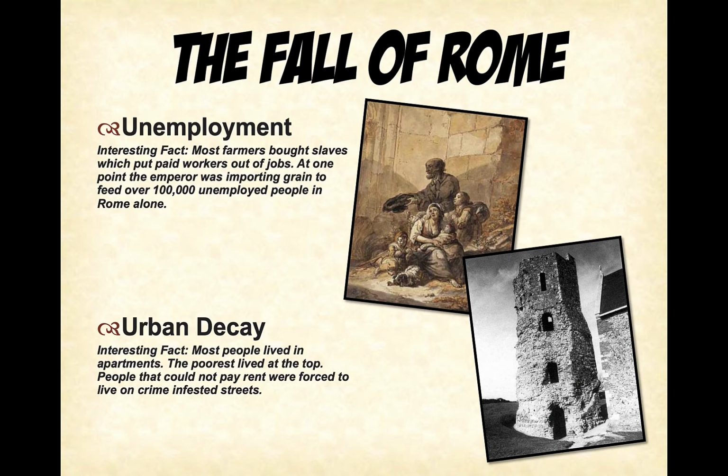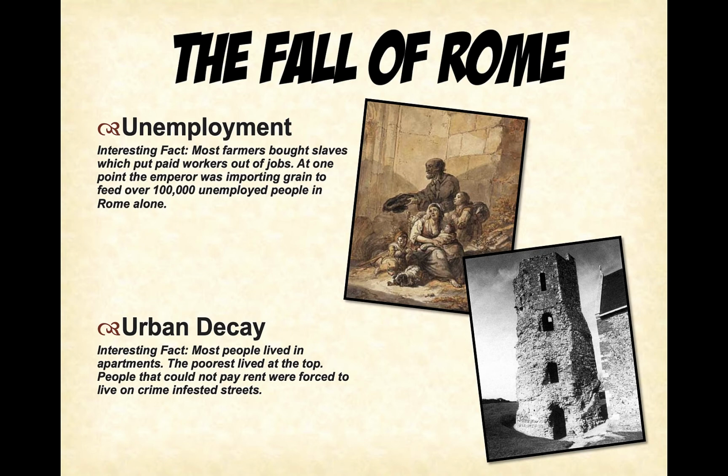Unemployment, another interesting fact. Most farmers bought slaves, which put paid workers out of jobs. At one point, the emperor was importing grain to feed over 100,000 unemployed people in Rome alone. So that's a lot. Now, the slaves came from whoever they had captured when they were in battles. So it could be any number of people from any number of backgrounds throughout all of the Roman Empire. And to say that they're importing grain to feed these unemployed people, 100,000 in Rome alone, that's a lot.